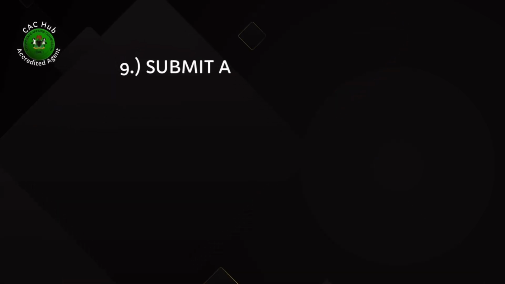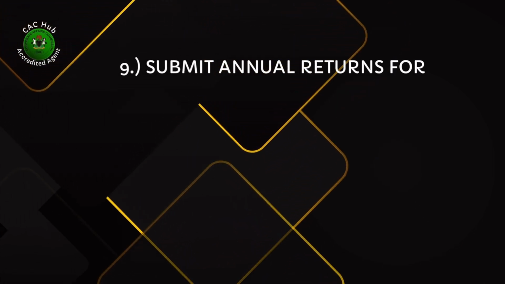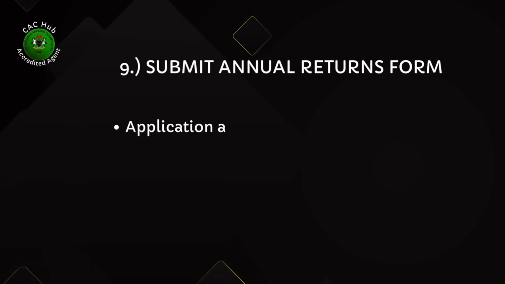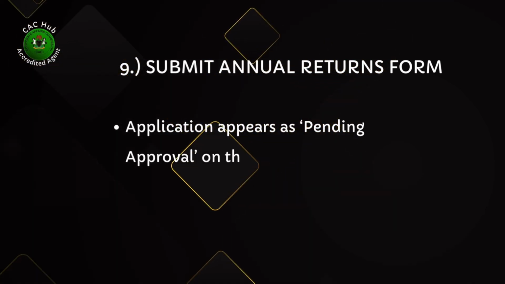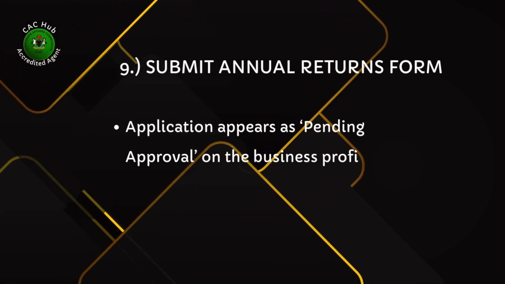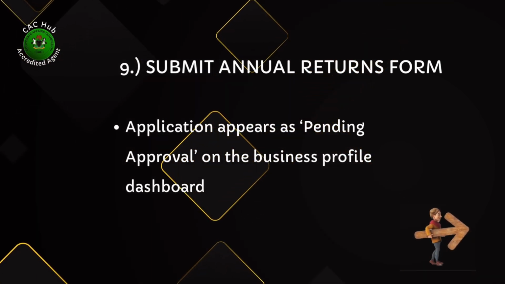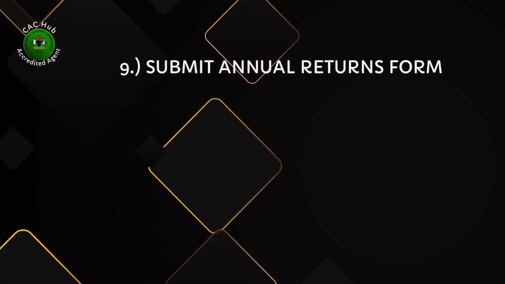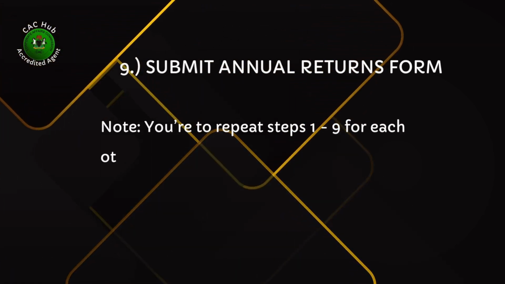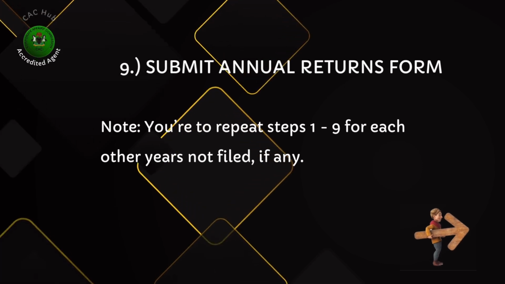Number 9 is annual returns form submission. At this point, you go ahead to click on the submit button on the CPR and you can view the application under pending approval on the business profile dashboard. Note that this is the procedure to file for each year, one after the other, for a business name.